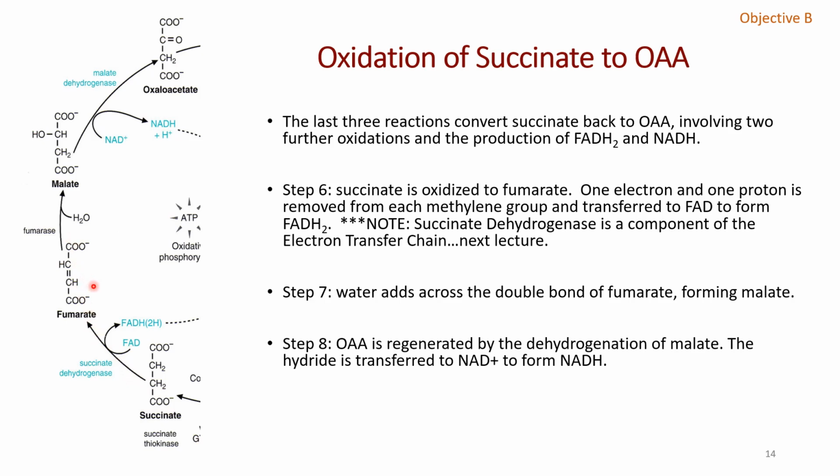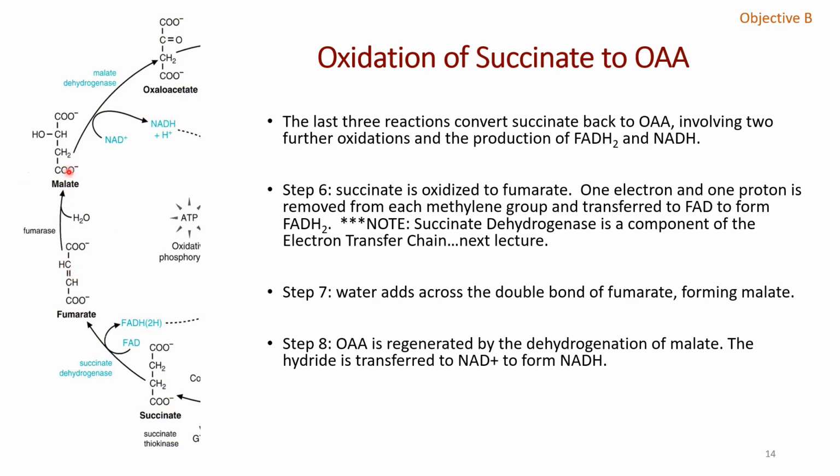Where do the electrons go? Well, succinate dehydrogenase is an enzyme that contains the flavin, FAD, and in its oxidized form, it can receive those electrons. So the electrons are transferred from succinate onto FAD. That creates the reduced FADH2, and in the process, you produce the oxidized fumarate here.